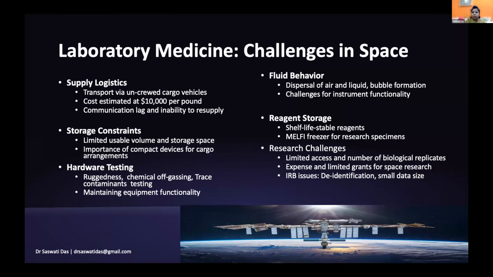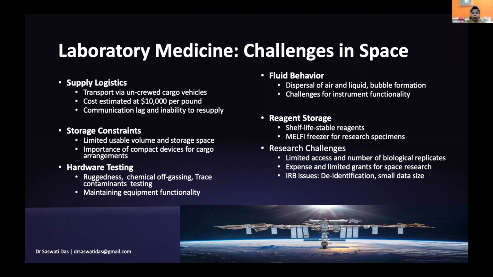So what are the challenges in space? Supply logistics is one of the biggest challenges, because the resupply is by uncrewed cargo vehicles, and the cost is estimated at around $10,000 per pound, which is very, very high. There's a communication lag. There is sometimes inability to resupply. So these are some of the major concerns that have to be addressed in future.